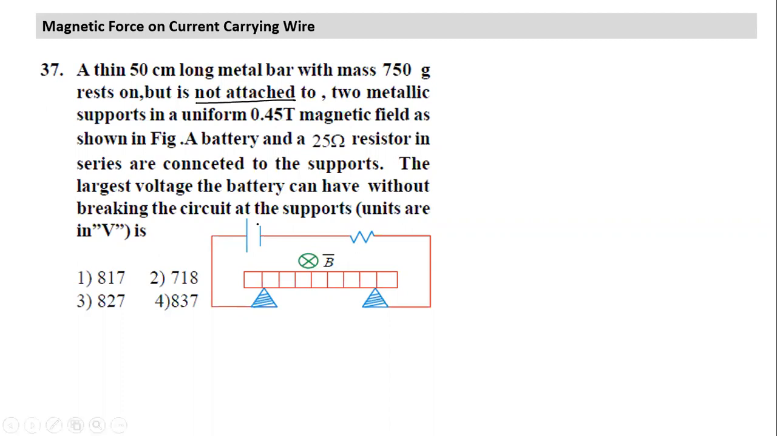So what is happening as the battery voltage keeps increasing? What is the effect of the increase? When we talk about largest, we need to understand the effect of the voltage of the battery. How does it affect anything? More current. So as V increases, it will lead to more current flowing. So this current I flowing through this will also increase.